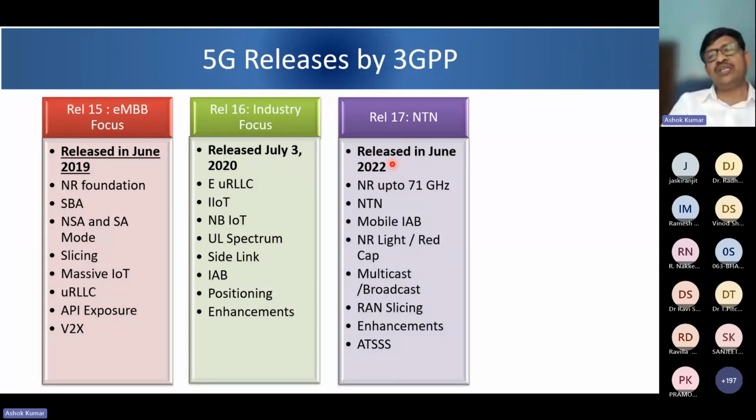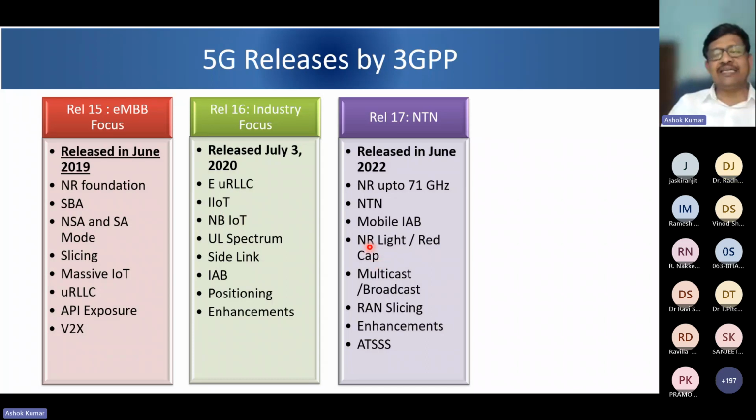So this was released in 2022. That means only maybe in 2024, 2025, we will see something happening on NTN. We had seen that one of the Elon Musk companies launched a satellite along with an operator having a 5G gNodeB. Those are experiments. Commercially, it will come later. IAB was enhanced to support mobile IAB. And then there is a concept of RedCap, reduced capability 5G, just like NB-IoT we had in 4G.